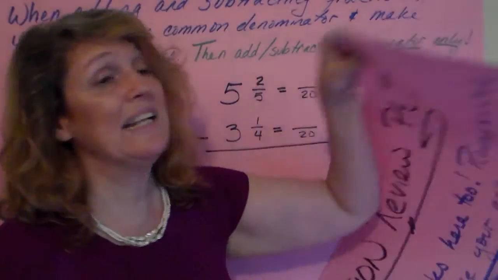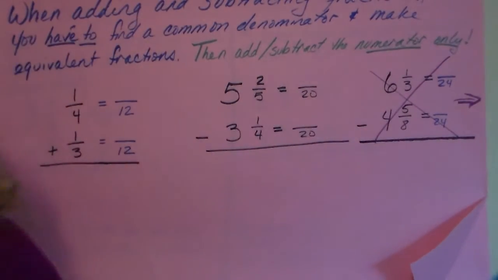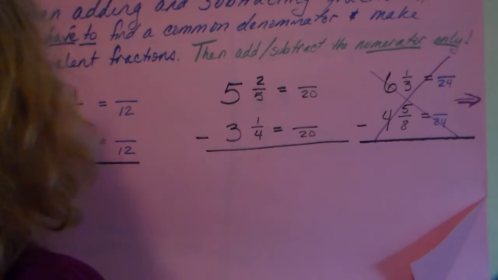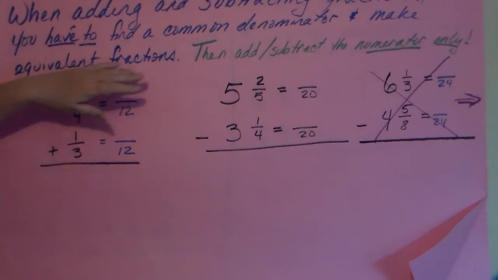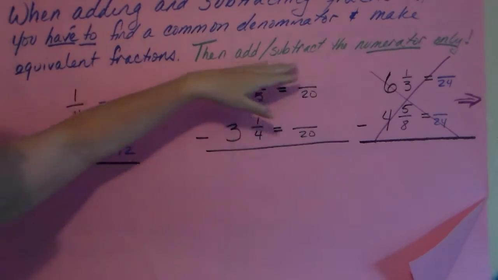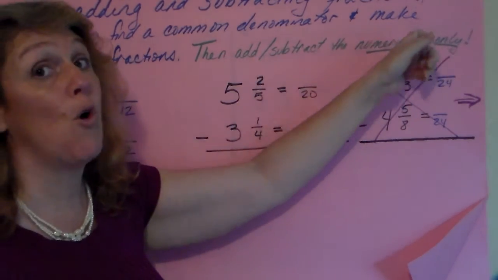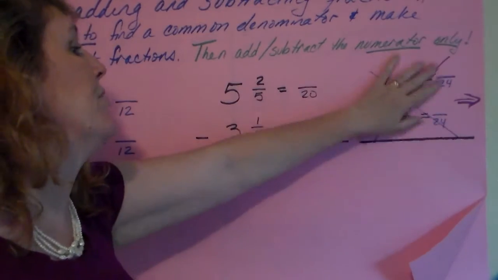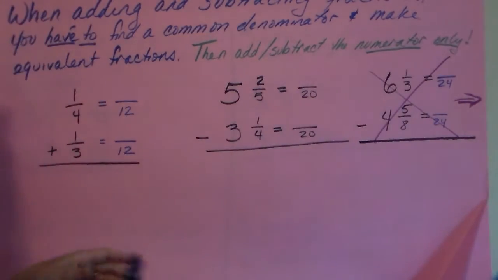Now on to adding and subtracting fractions. You have to have a common denominator and make equivalent fractions out of them. And then when you add and subtract, you add and subtract only the numerator. We're going to ignore this because it's a special case and we're going to deal with that later.